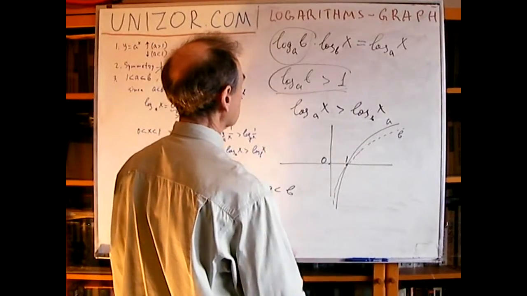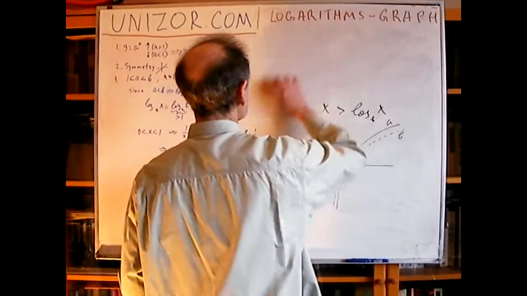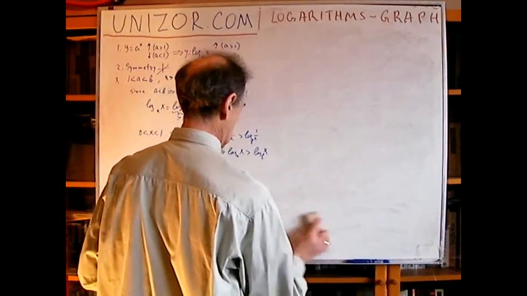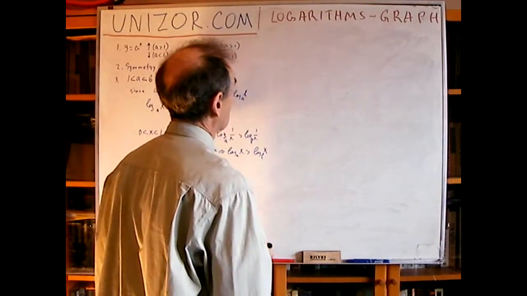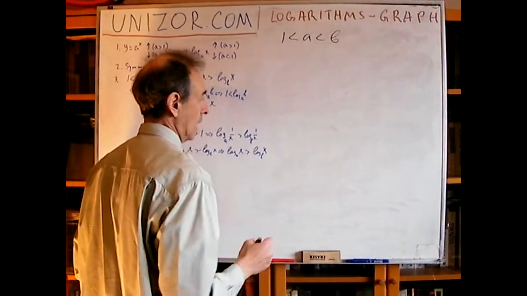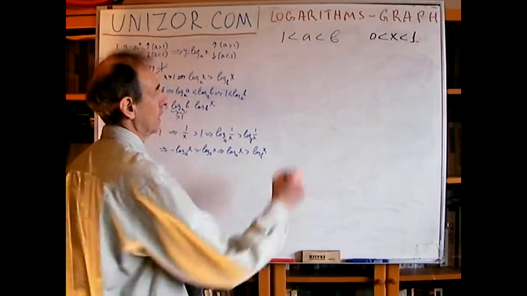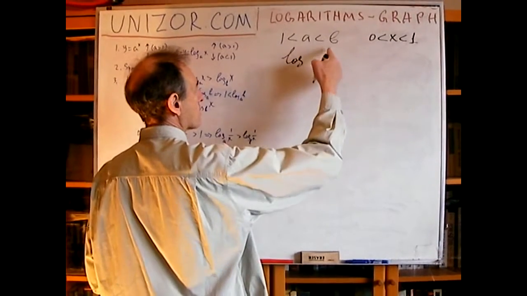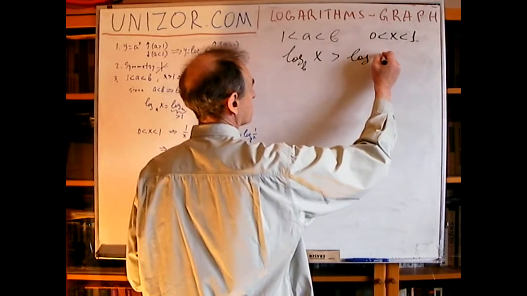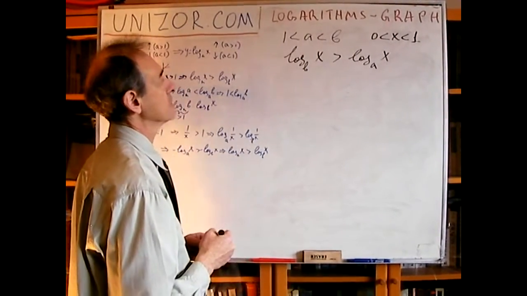Now, how can we prove that? Actually, we will just reduce one problem to another, as mathematicians usually do. So, again, we have this, and now we have x in this interval. And we would like to prove that the logarithm of the bigger base is greater than the logarithm of the smaller base. Now, how can we do this?